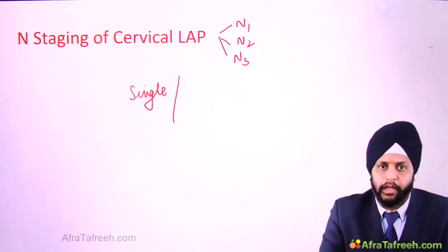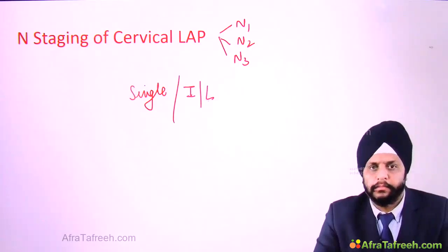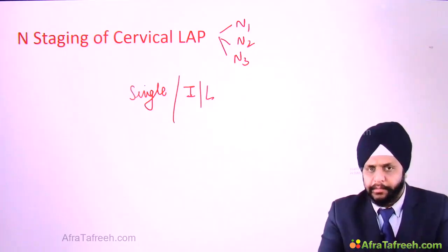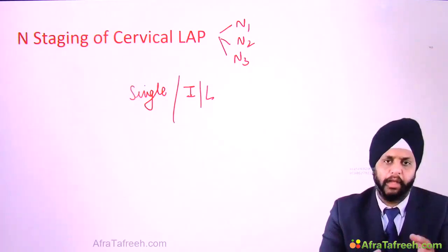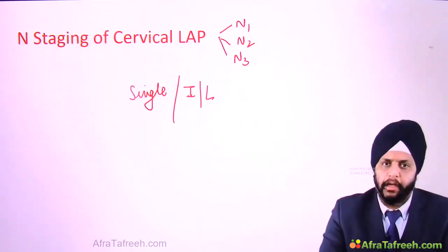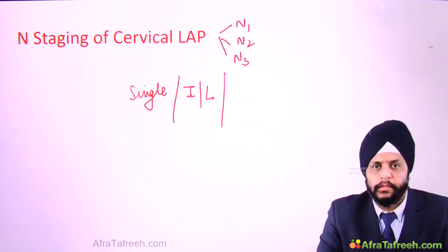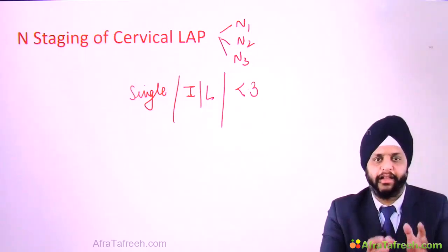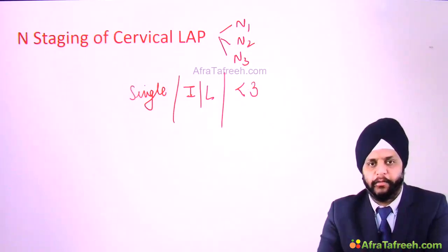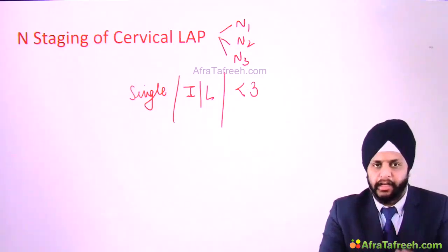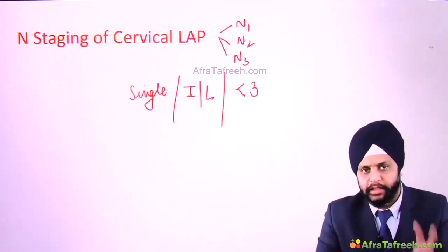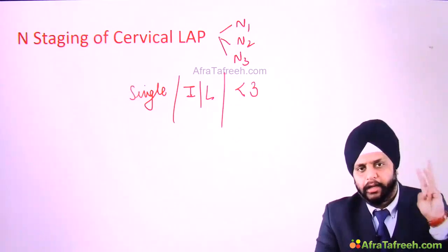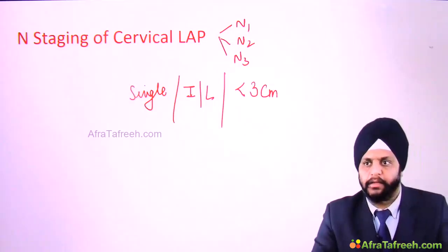Right? Single. Then ipsilateral. Ipsilateral in anatomy means same side. We can say same caste, same religion, or same language. Okay, whatever, or maybe she likes him. So ipsilateral, and next is less than 3 boyfriends in the past. Okay, so single, ipsilateral, less than 3 boyfriends. So that is his criteria for finding a good wife. Okay, so our N1 is also these 3 things: single, ipsilateral, less than 3 centimeter.